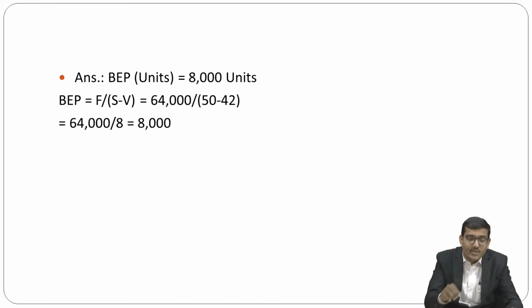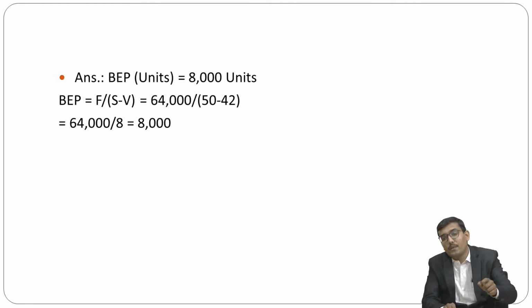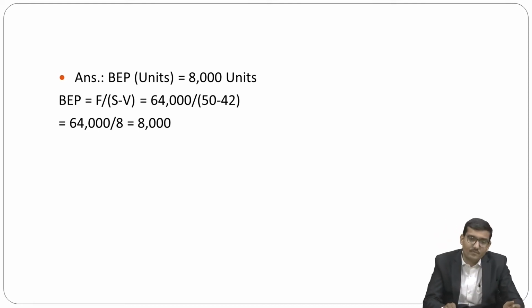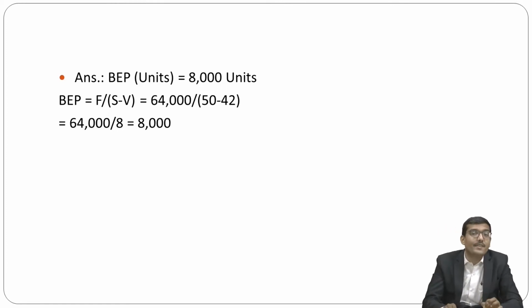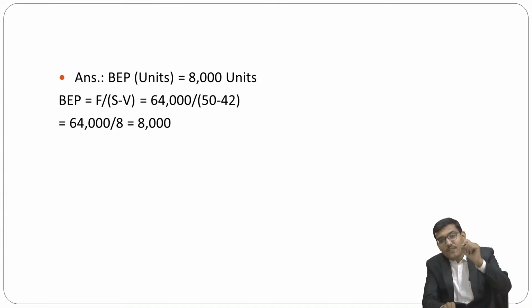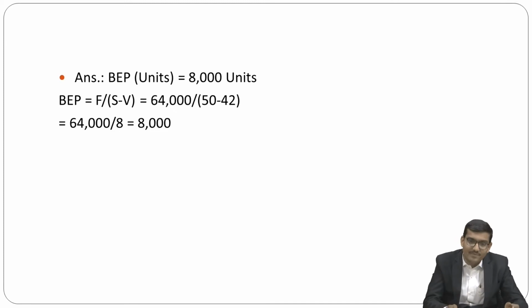Now in this question, if I want to evaluate the break-even point in rupees by using the PV ratio, how can we find it out? The formula of PV ratio is contribution divided by sales value into 100. So contribution is rupees 8 per unit divided by sales of 50 into 100. So you get the PV ratio, and ultimately fixed cost divided by PV ratio is equal to BEP. So you can find it out in that way also.